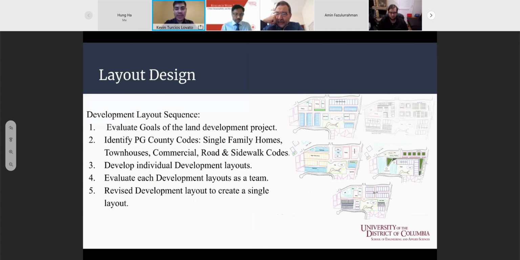So in total, we came up with four layout designs. The first step of our layout design process was basically to identify the PG County codes by going to the website. We then developed our own individual layouts, evaluated each layout as a team, and picked what we like. And this ultimately allowed us to complete our final layout.